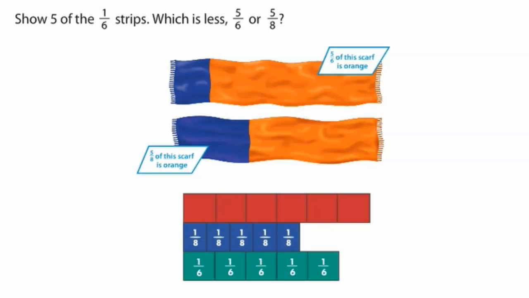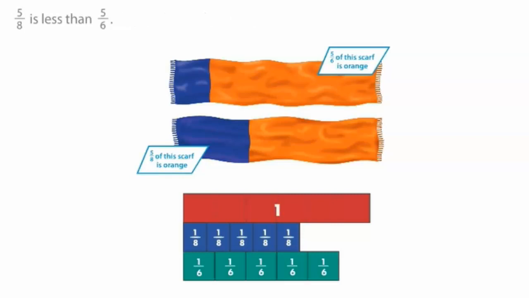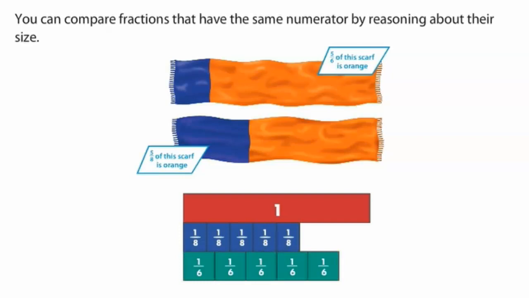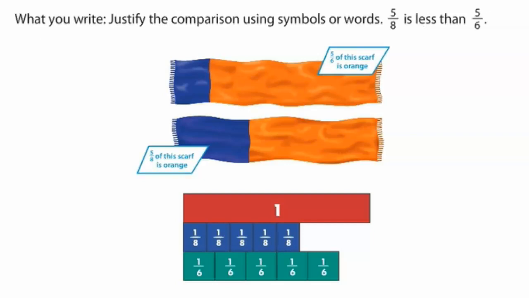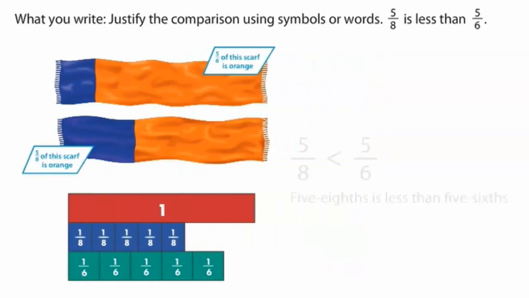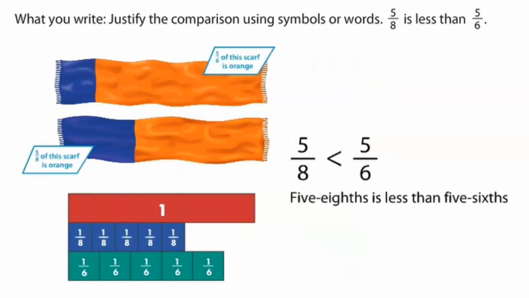Which is less, 5/6 or 5/8? 5/8 is less than 5/6. You can compare fractions that have the same numerator by reasoning about their size. What you write: justify the comparison using symbols or words. 5/8 is less than 5/6.